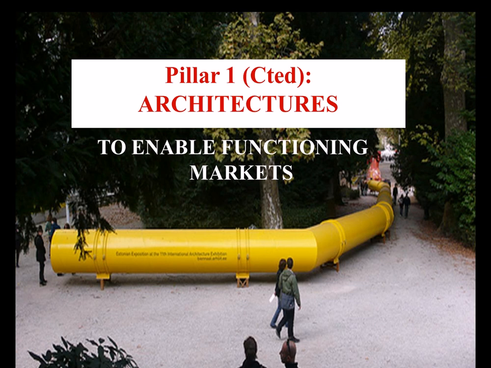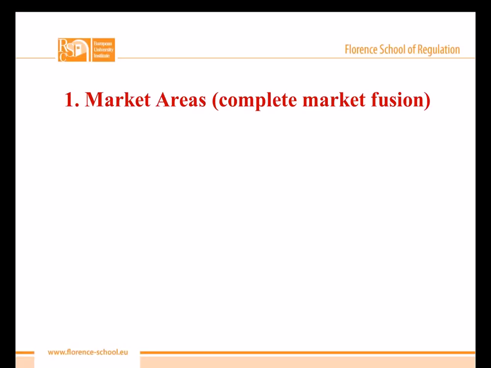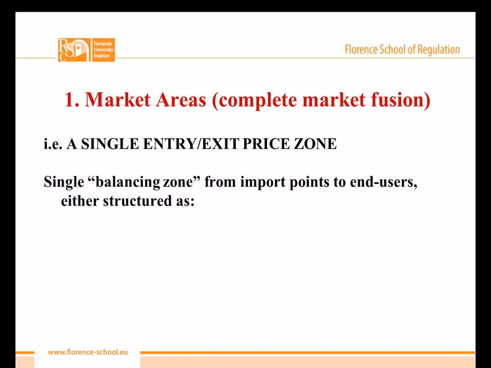Second part of the first pillar, the architectures. I did give just a minute ago structural conditions. Now I would like to look at the architectures. Sometimes we also say designs instead of architecture. First, market areas. The wording market area has never been conceived for my own use. You may call market area what you want. In my mind, market area is used to designate a complete market fusion. We have a single entry-exit pricing zone plus a single balancing zone from import points to end users.